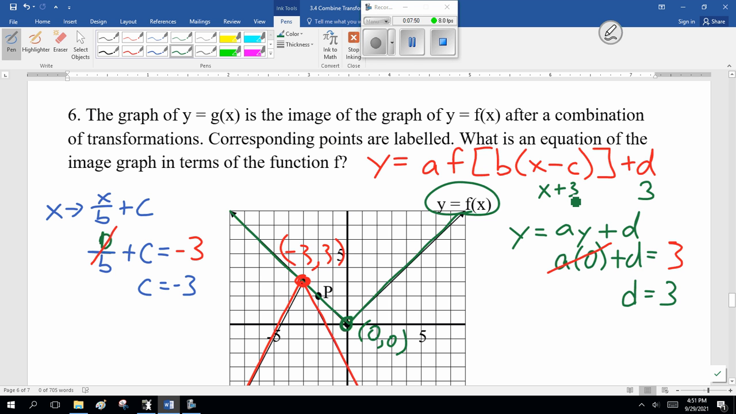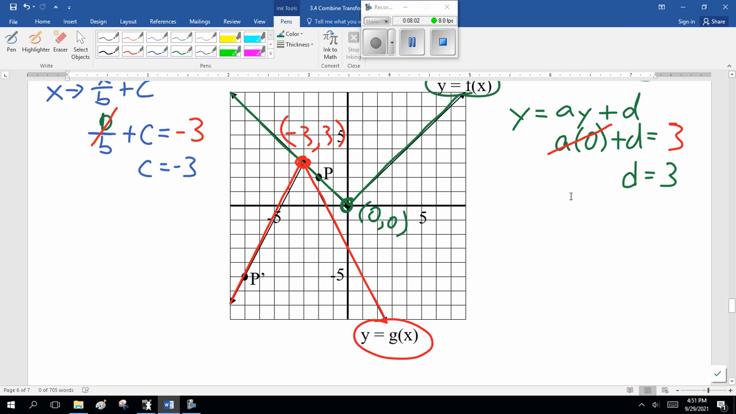So we're halfway there. Now we've got to figure out our vertical stretch A and our horizontal stretch B. So how do we do that? Well, we look at the other point given. P, which is minus 2, comma 2, and P prime, which is minus 7, comma, minus 5. All right?